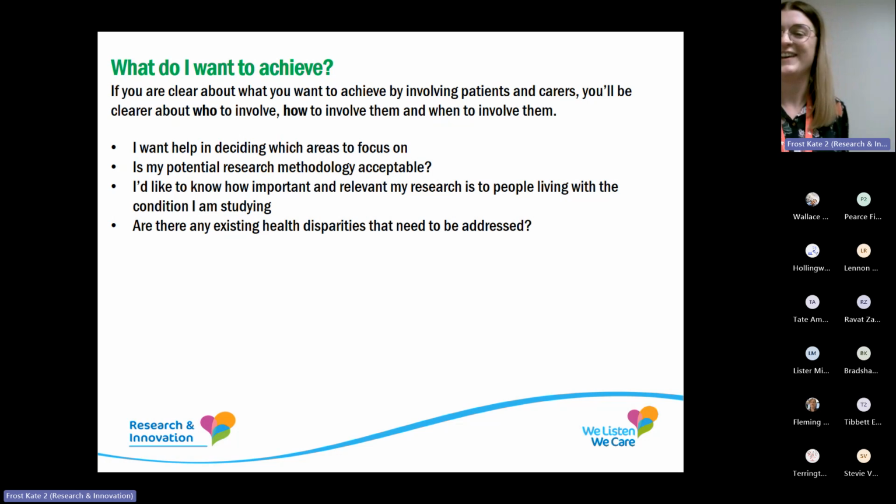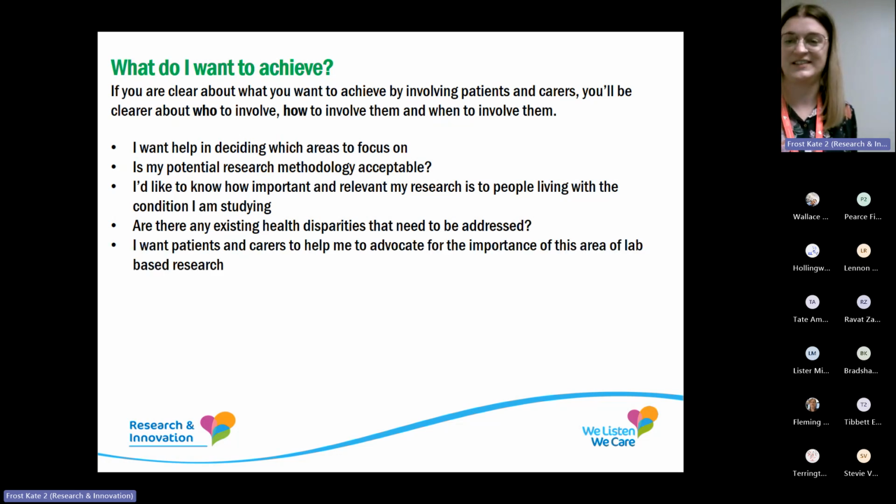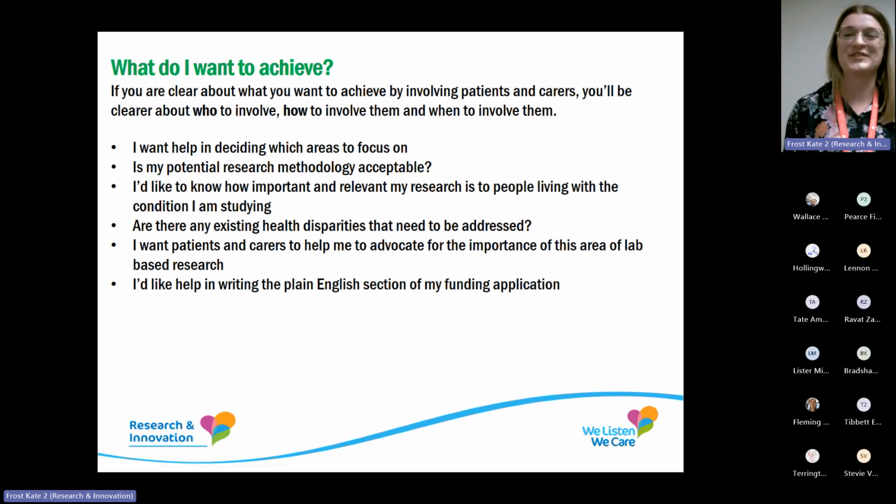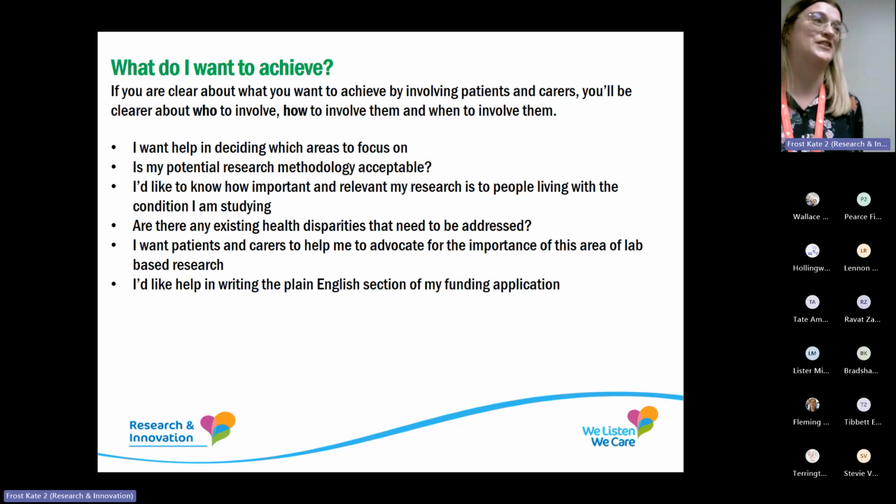How do I get more data, more samples? How do I ensure inclusivity and accessibility? And that's by, again, speaking to that patient population. I would like patients' carers to help me advocate for the importance of this area in lab-based research. These are just examples. So I'm not saying this is a definitive list. These are examples of what you could achieve, questions you could ask yourself. There's a lot more practical elements that they can help with.